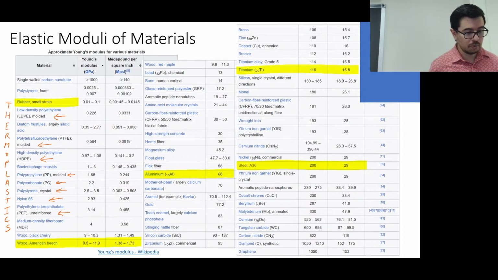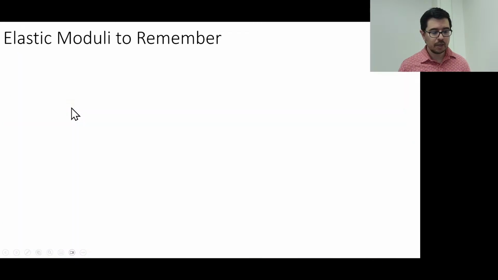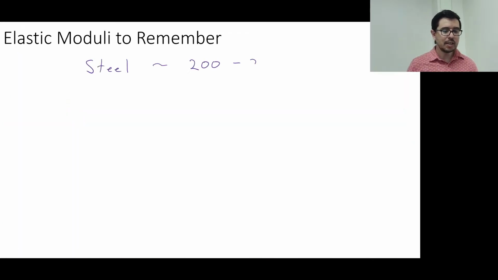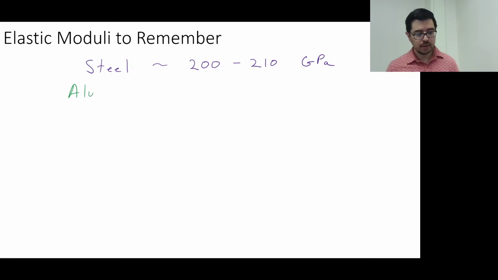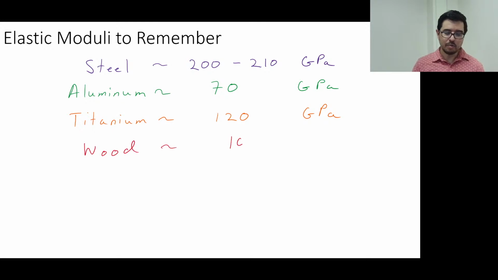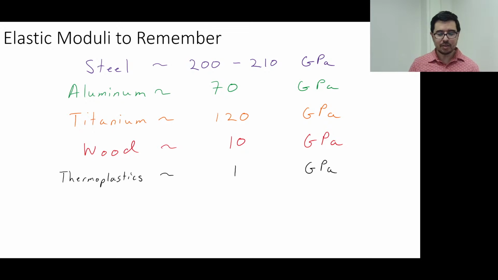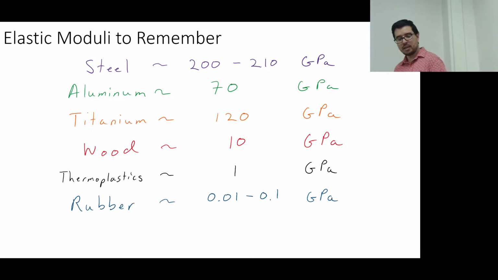I would consider them to be rubbery. This is in the small strain regime for whatever rubbers they were looking at. So the elastic moduli to remember: steel, titanium, not really. Wood, also not really, but sure. Thermoplastics, sure, that's a good number. Say plastics, just give it 1 gigapascal. And rubbers, like a tenth or a hundredth of that.